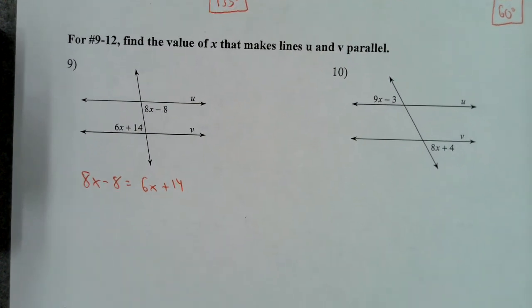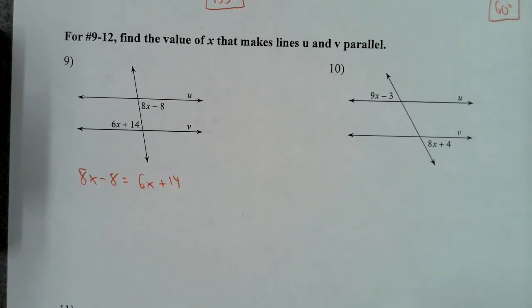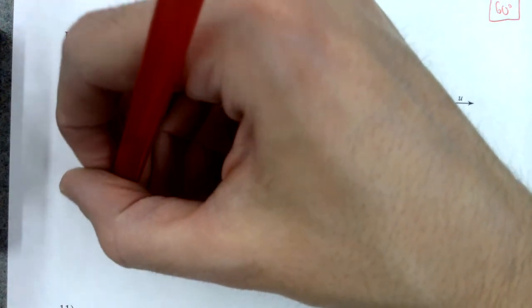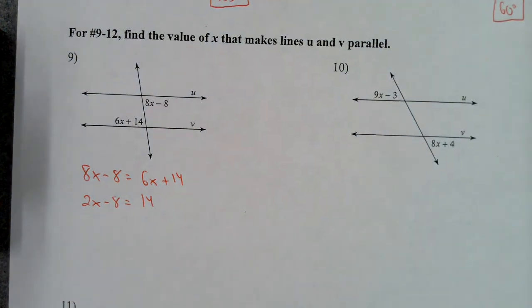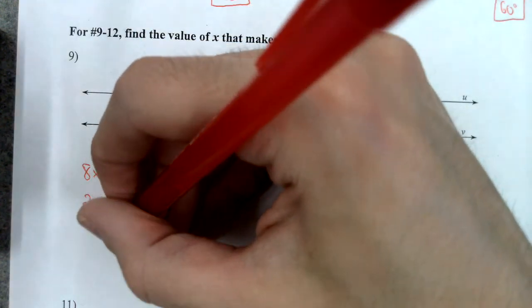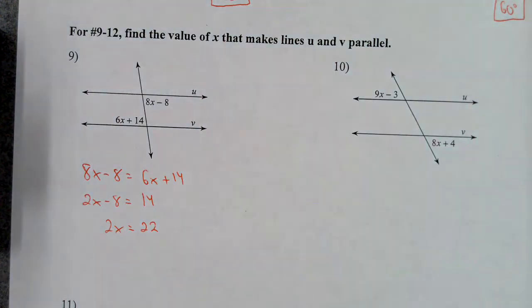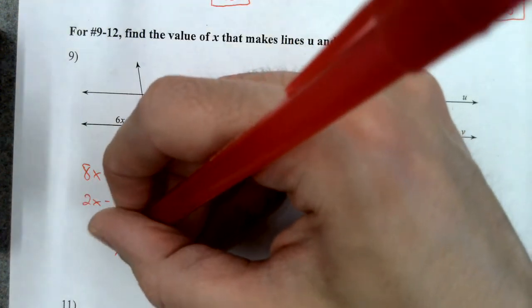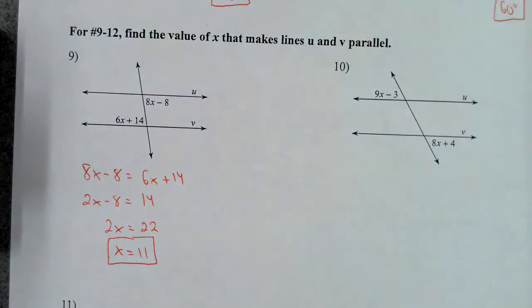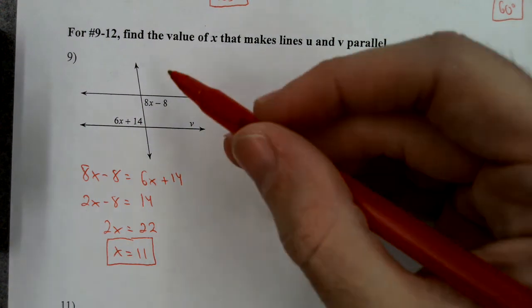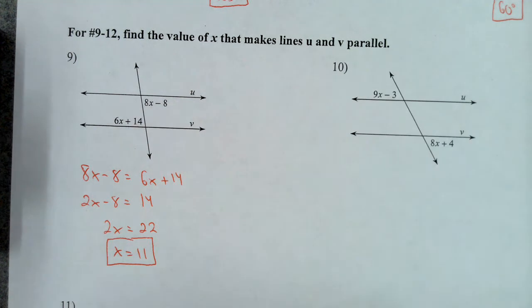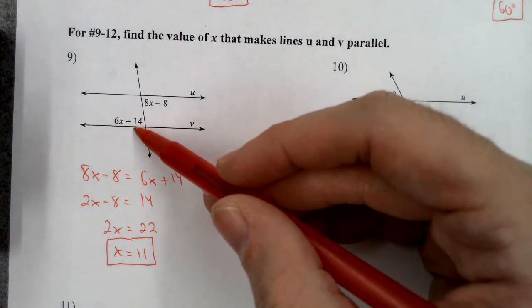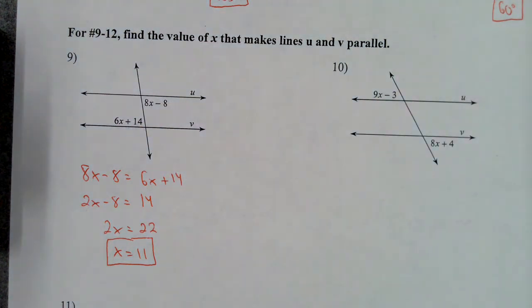Solve that for x, so subtract 6x on each side. Add 8 to each side. 2x equals 22. X equals 11. If you want to double check, 8 times 11 is 88. Minus 8 is 80. 6 times 11 is 66. Plus 14 is 80.